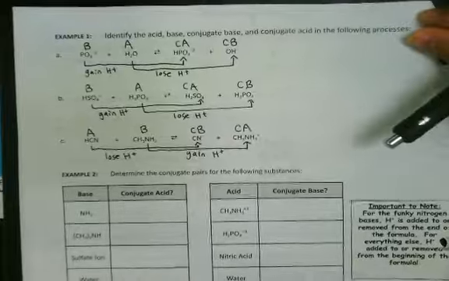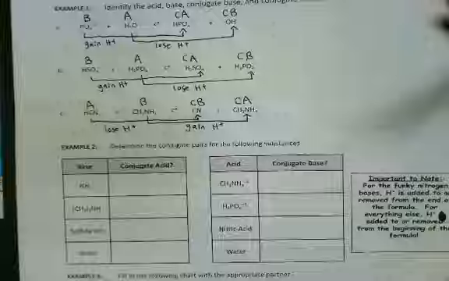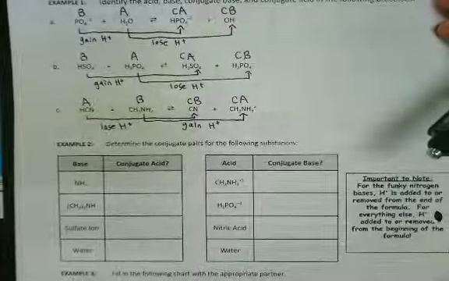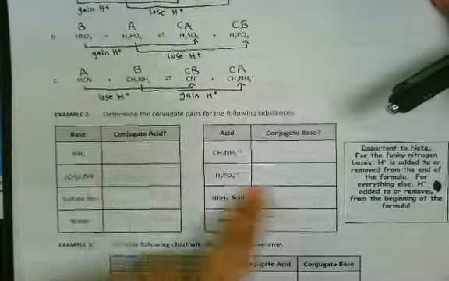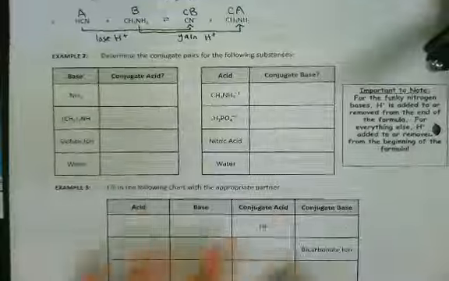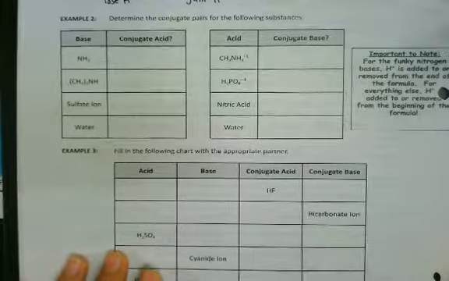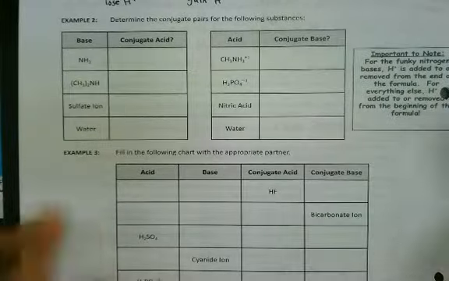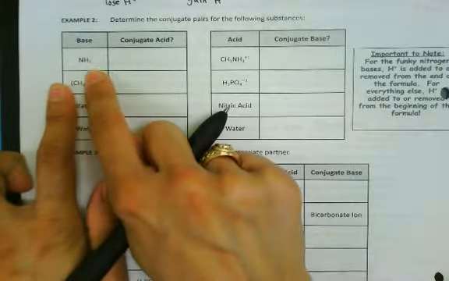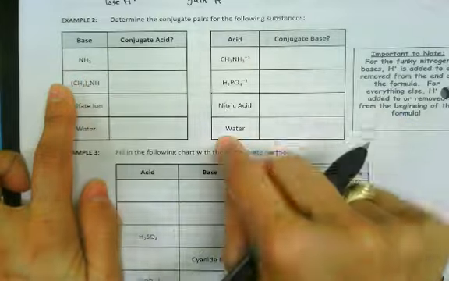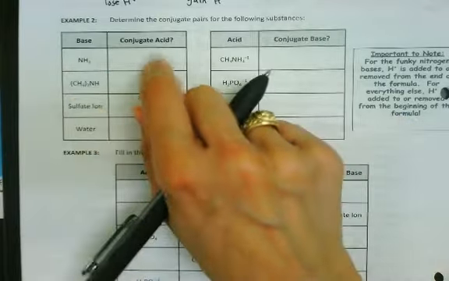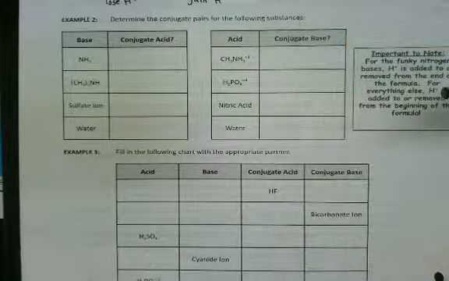Okay, then I want to go over, let's do... We're going to do 3 of these, and then I'm going to do 1 of these with you, and then I'm going to challenge you to do the rest yourself, okay? So first up here, we are given, in example 2, some bases and some acids, and then we are asked to write the conjugate acid and the conjugate base.